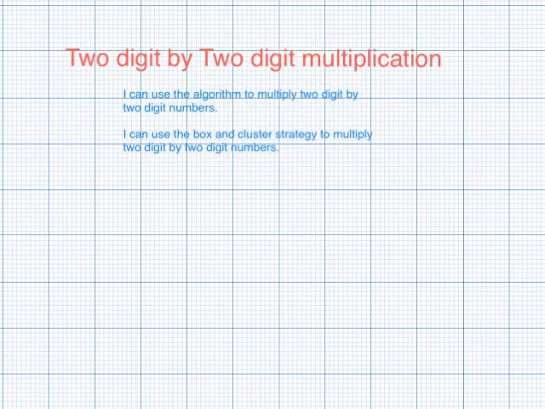Your I can statements for this video are: I can use the algorithm to multiply 2 digit by 2 digit numbers, and I can use the box and cluster strategy to multiply 2 digit by 2 digit numbers. At this point, you've all been exposed to the algorithm and the box and cluster strategy. We're going to do that again for 2 digit by 2 digit multiplication, and then as we've done before, you can pick which one you prefer.